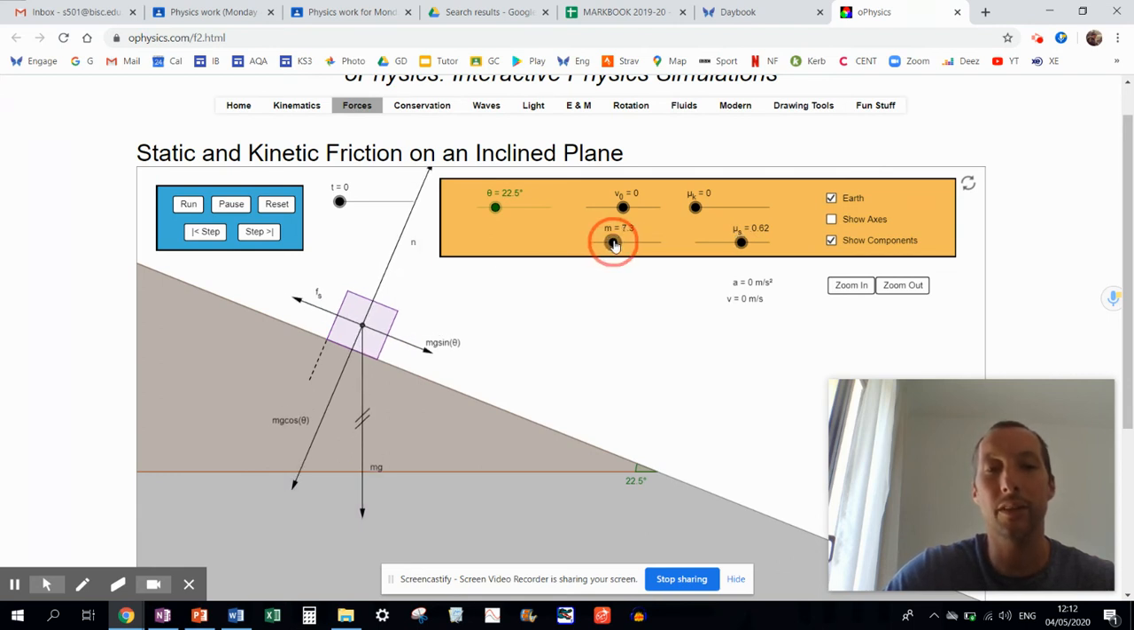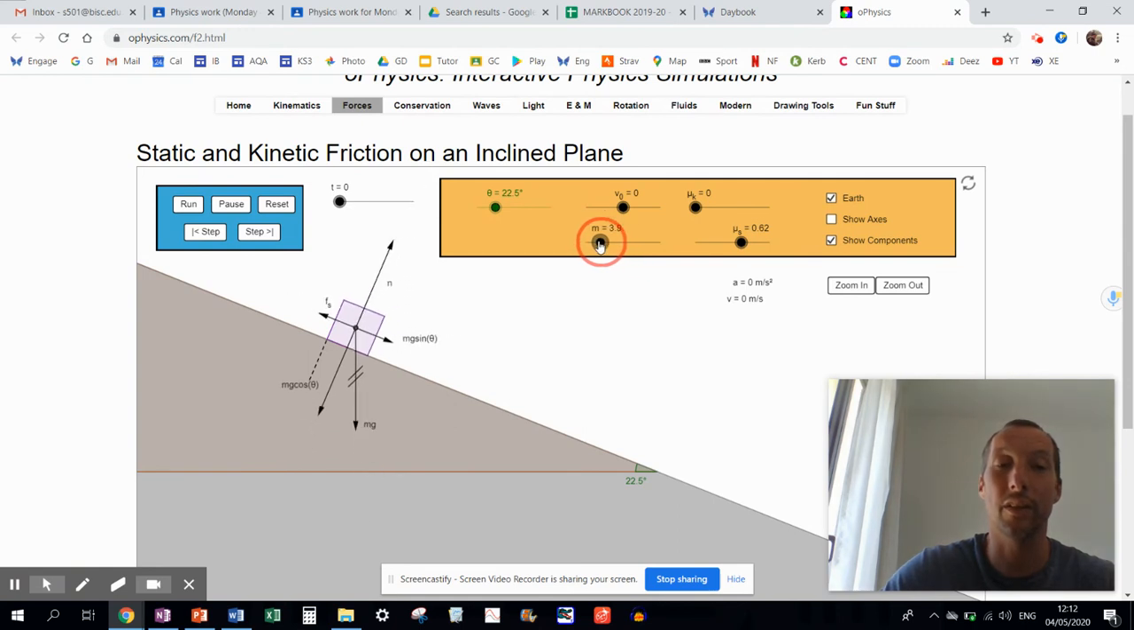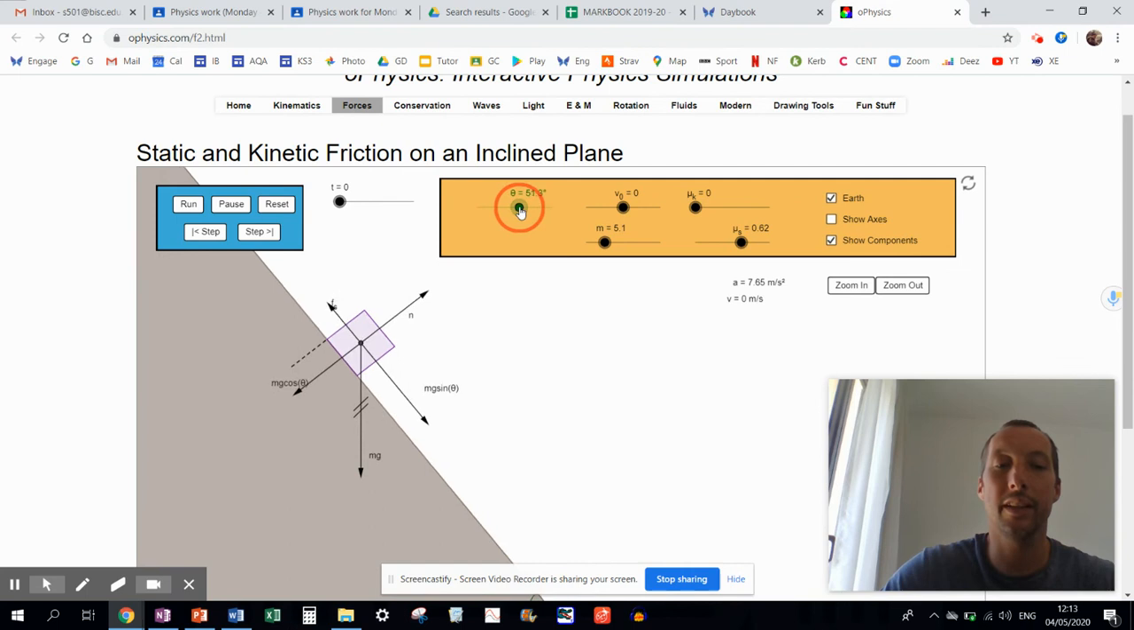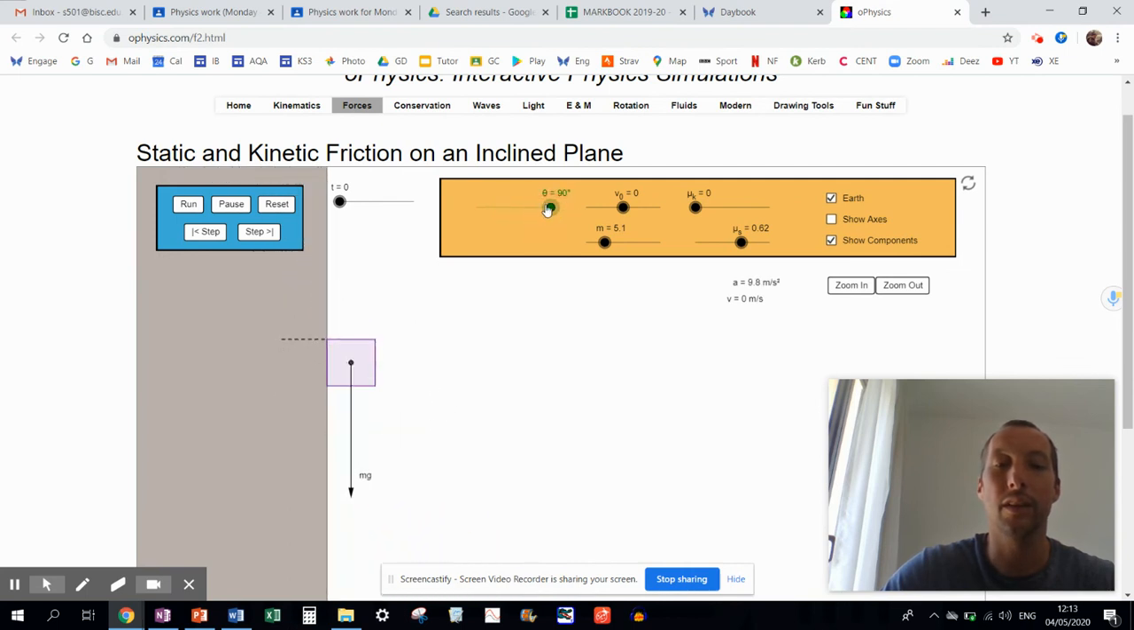The other thing I can do is change my mass. If I change my mass, it makes the weight bigger, which makes the normal reaction force bigger, which has a knock-on effect on the friction as well. Hopefully you can get the idea here that as I change the size of this angle, the way that the forces are distributed changes.